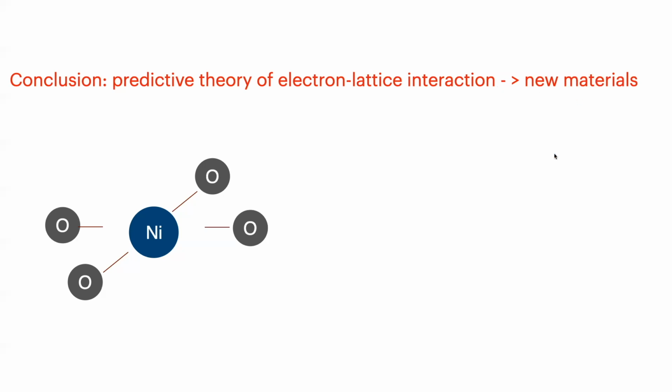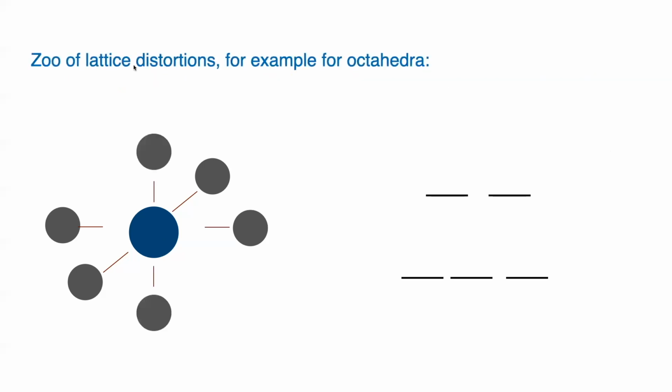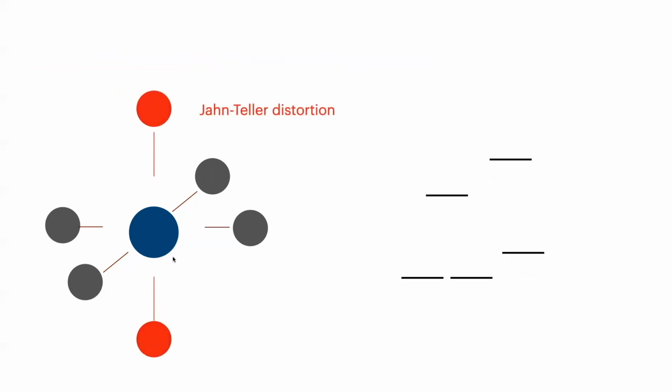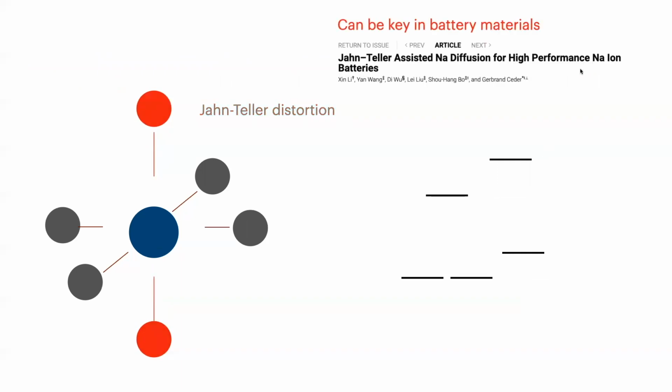So it's important to understand the way the lattice interacts with the electronic behavior if we want to design new materials. So there's a zoo of lattice distortions, and I'm going to show here a few for octahedra. If we have something like this with the transition metal site in the middle and these anions around, you can have a Jahn-Teller distortion, breaking the symmetry in this particular way. And I should mention that Jahn-Teller distortions in general can be important for a variety of applications.